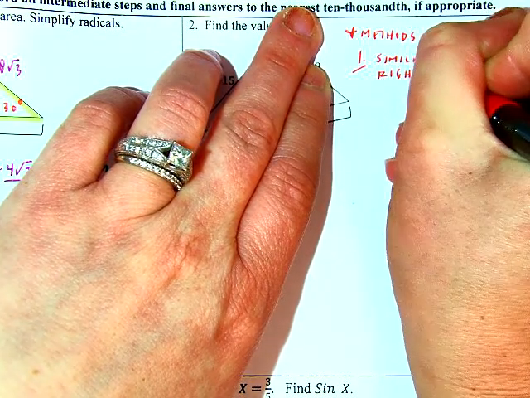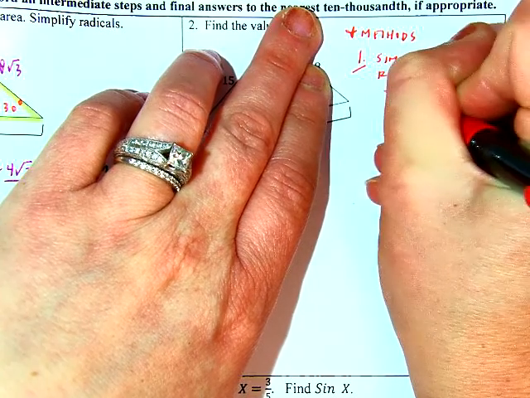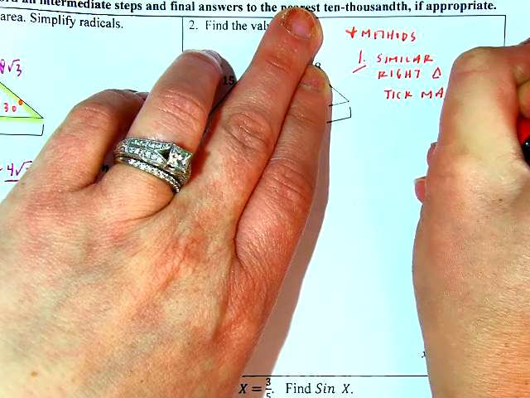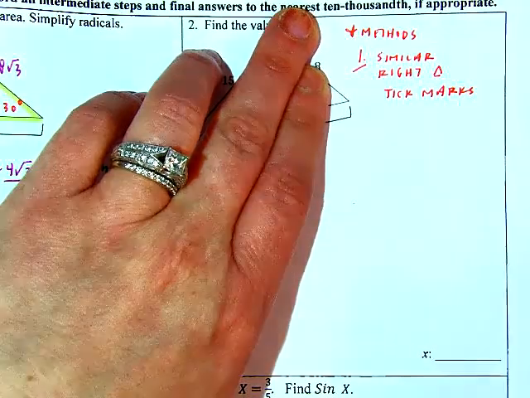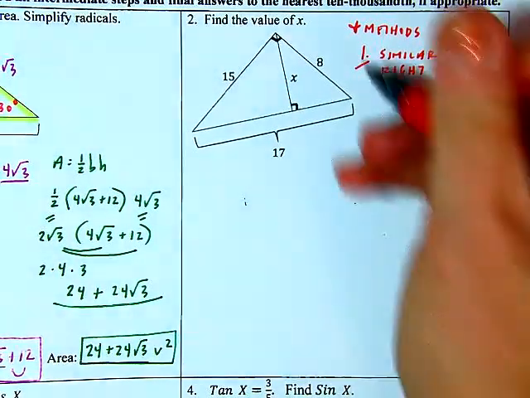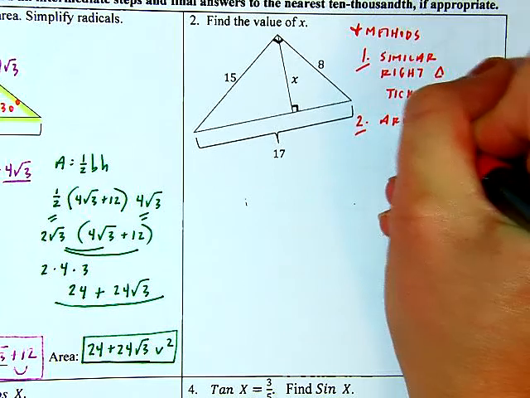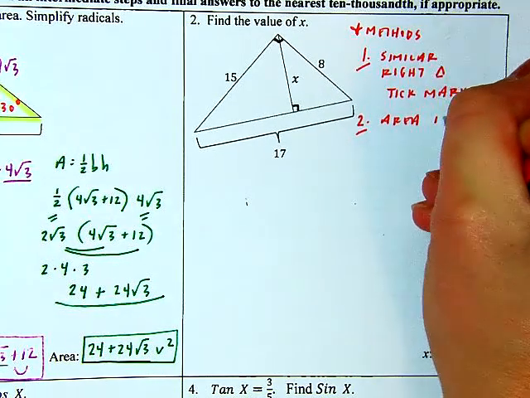Just to jog your memory, that's where we used the tick marks to help us better see how our corresponding parts aligned. Okay, a second method could be to go through area. I could go through area in two ways.